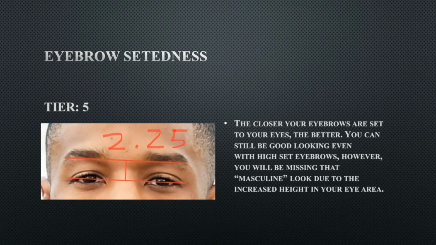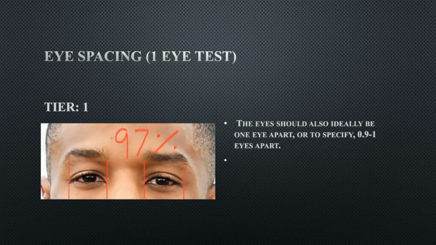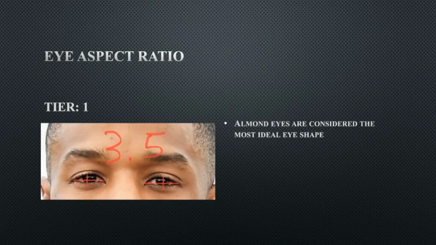And you do want your eyebrows to be closer to your eyes. It gives you a more dominant and masculine look, which is preferred. His eye spacing should be one eye width apart, and his is at 97%, which is around one eye width apart, so that is very good. His eye aspect ratio is a tier 1 at 3.5, so he does have almond shaped eyes.